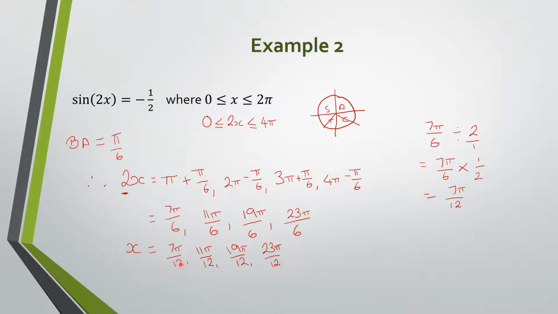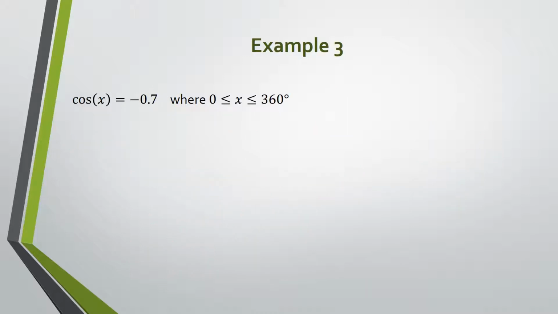Remember that before we consider this question completed, we do need to think about what the original domain was and check that our final solutions fit within our original domain. The original domain was from 0 to 2 pi. 7 over 12, that's less than 1, so that fits. 11 over 12, that's less than 1, so that's between 0 and 2.